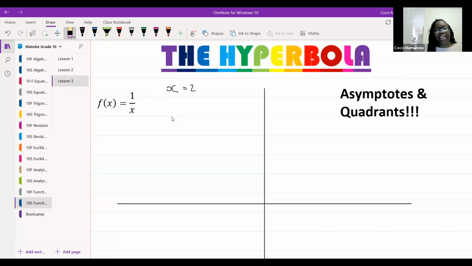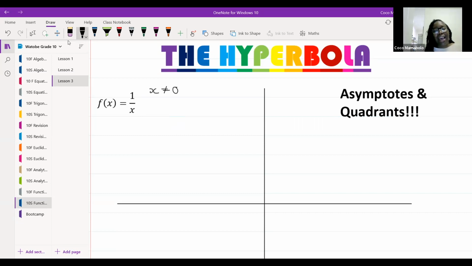But I know that if I make x equal to 0, this whole thing is going to become undefined, because anything divided by 0 is undefined. So x cannot be equal to 0. Okay, good. X can't be 0.